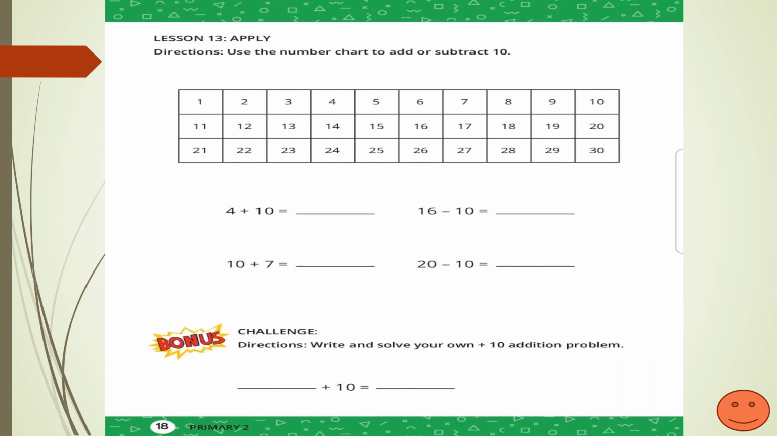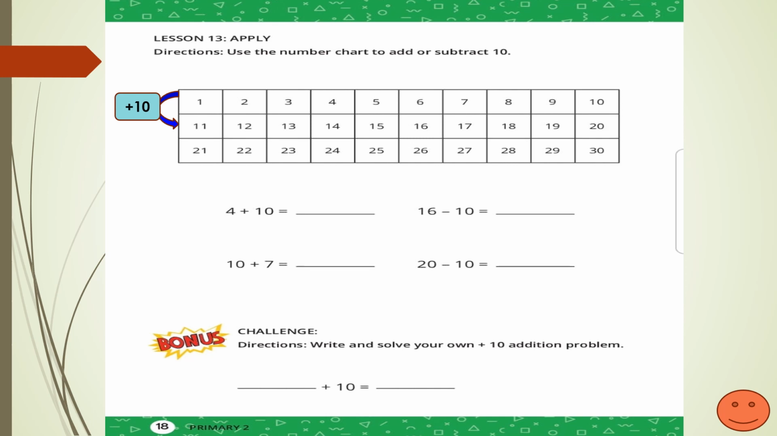Lesson 13, the apply part. Now, my dear students, look carefully at the following number chart to add or subtract 10. Here we have numbers written from 1 to 30. They are written sequentially, like 1, 2, 3, 4, 5, 6, and so on till 30. Okay? We will find that 1 plus 10 equals 11, 2 plus 10 equals 12, 3 plus 10 equals 13, 4 plus 10 equals 14, and so on.